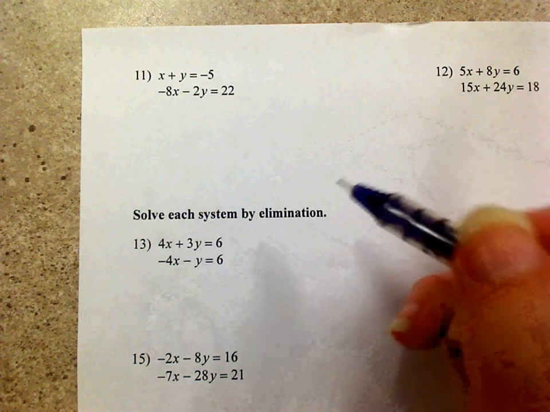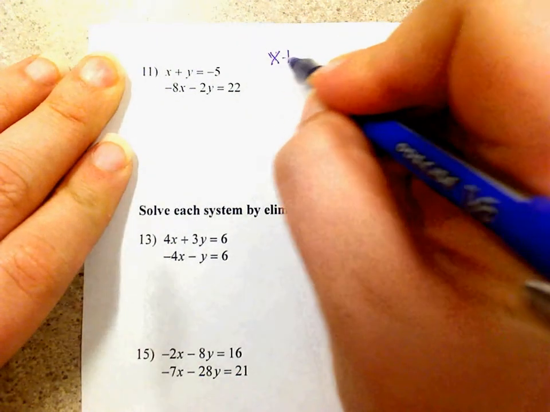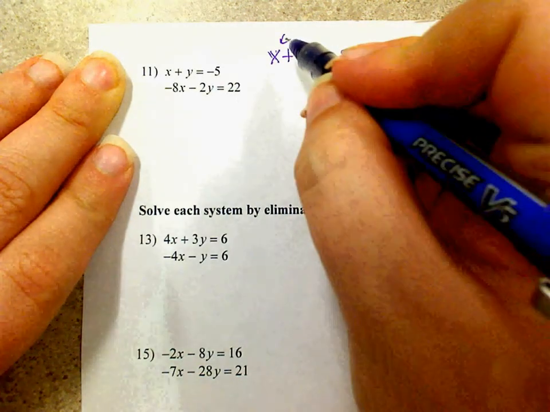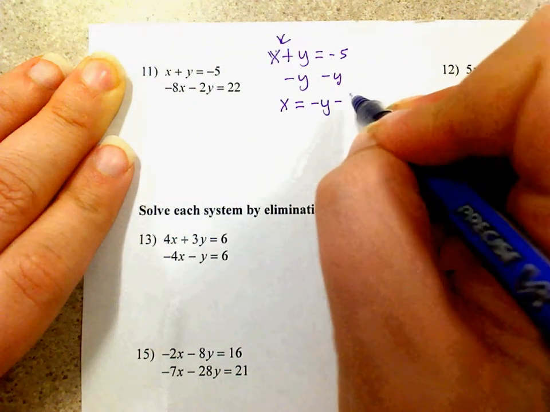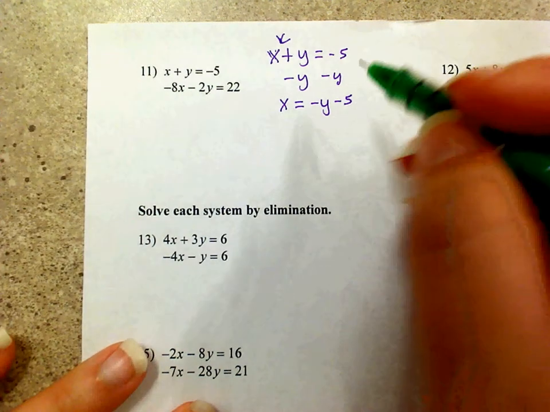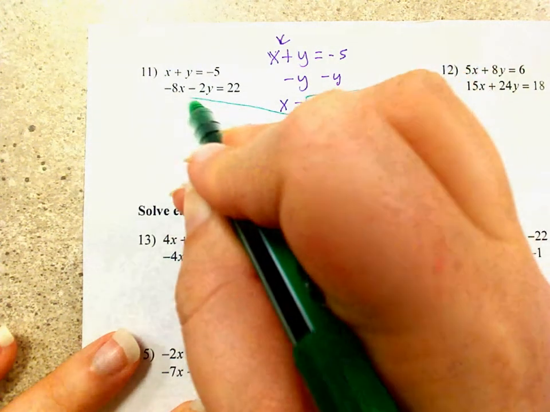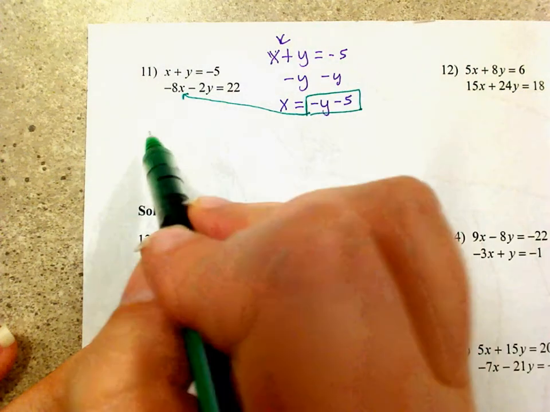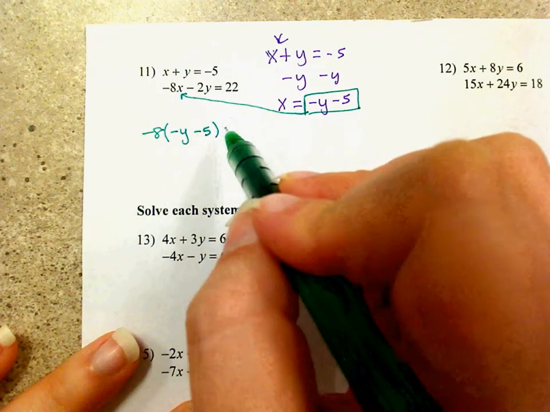Okay, she said x, so let's solve for x. So if I've got x plus y equals a negative 5 and I want to solve for x, then how do I get x by itself? Subtract y. So x equals a negative y minus 5. Okay, what am I going to do with negative y minus 5? Plug it in for x in that equation. Because that is x, right? So negative 8 times negative y minus 5 minus 2y equals 22.